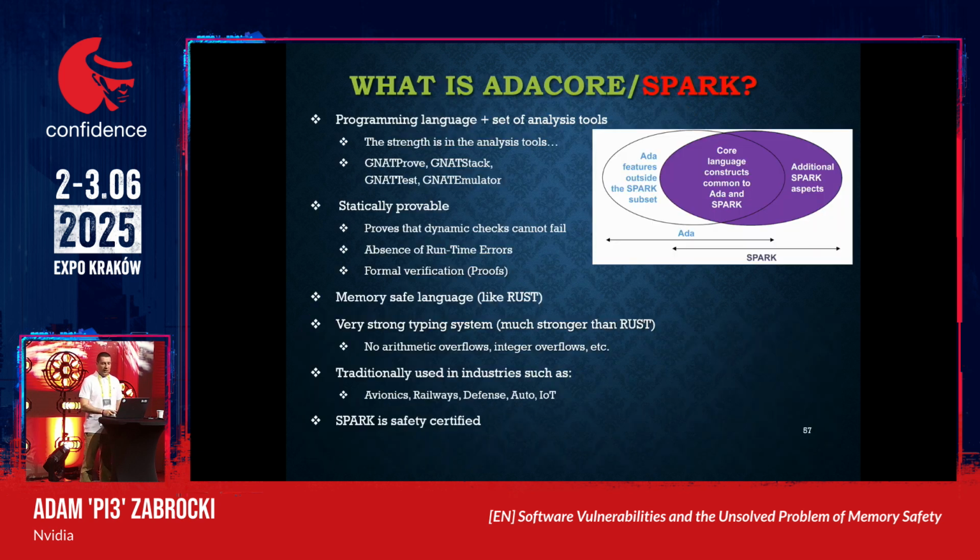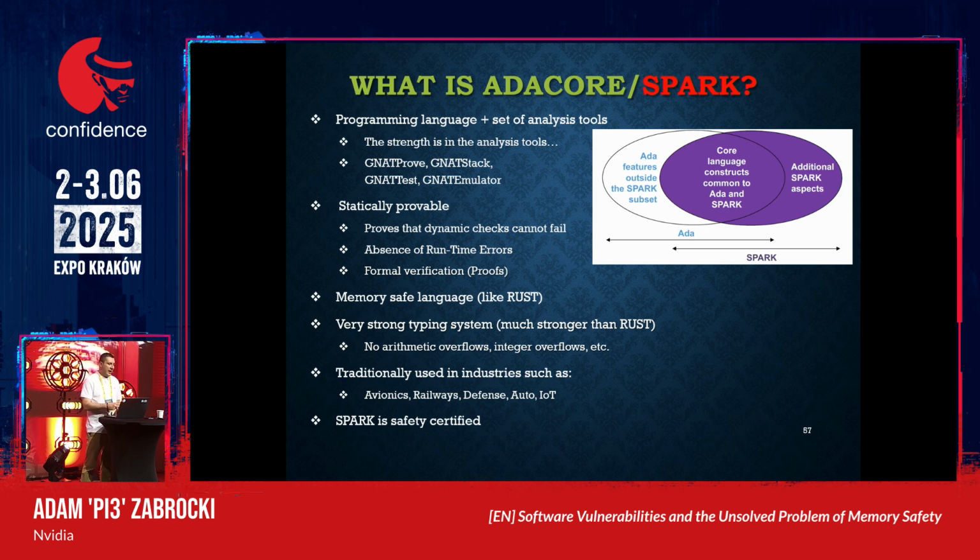So an example of such a type of language is Ada Core Spark. Ada Core Spark is actually a subset of the Ada language, with an additional set of analyzing tools. And the strength is actually in these tools, which are not proof, not stack, not test, not emulator. That's what the pure juice of the language is. And it can statically prove that specific dynamic checks cannot fail.